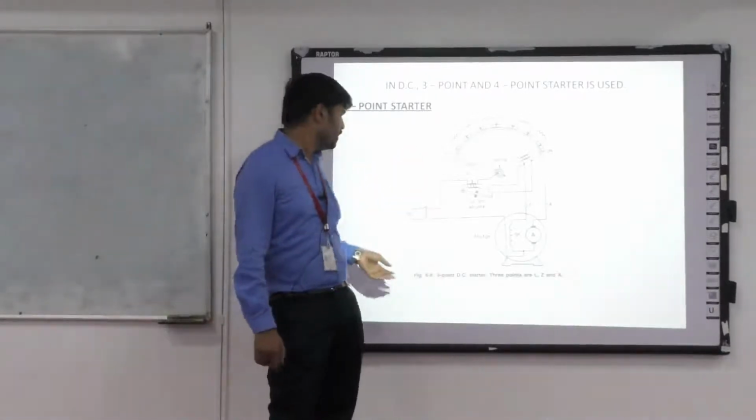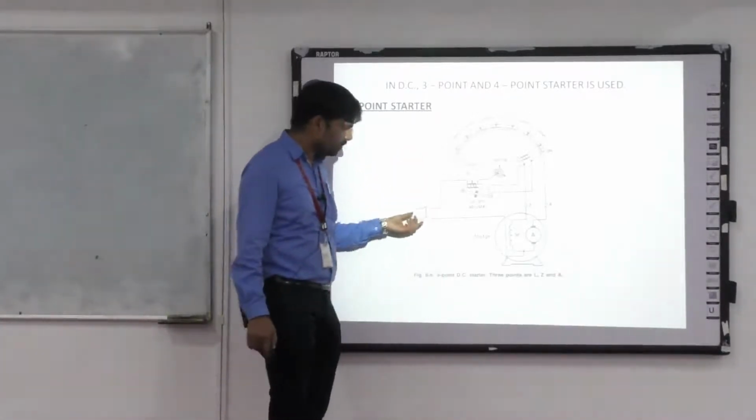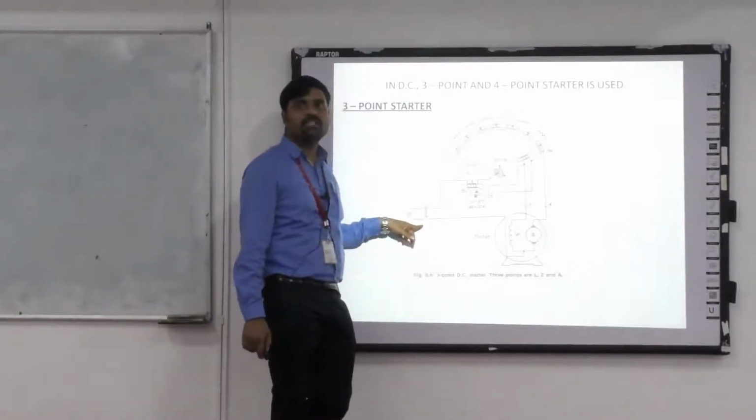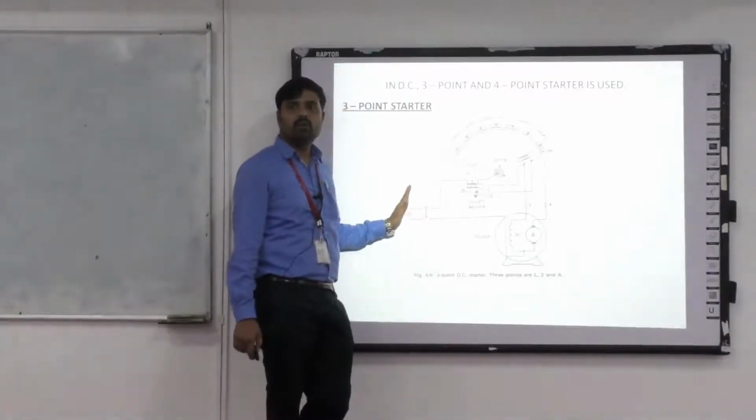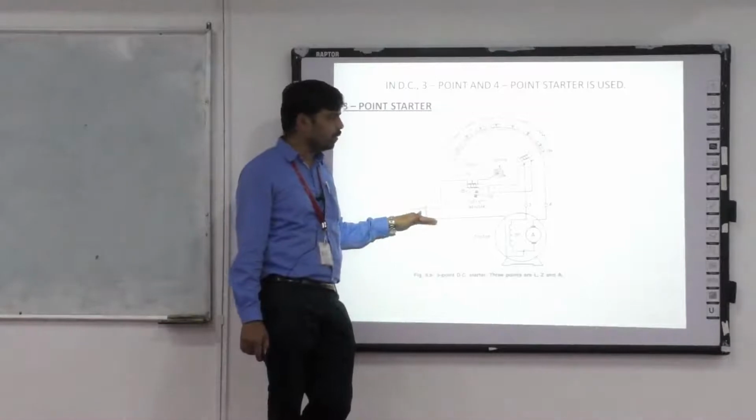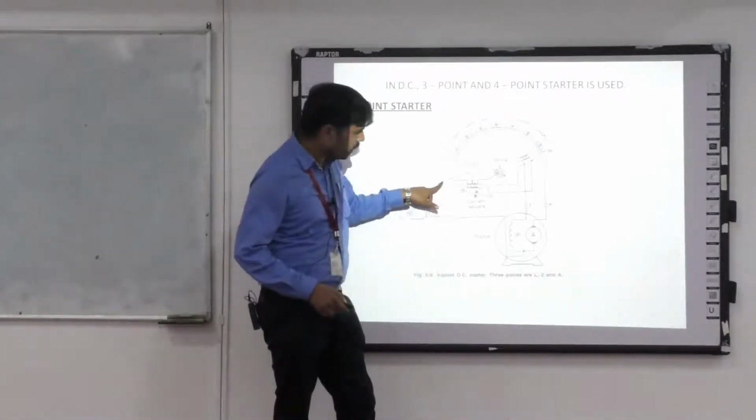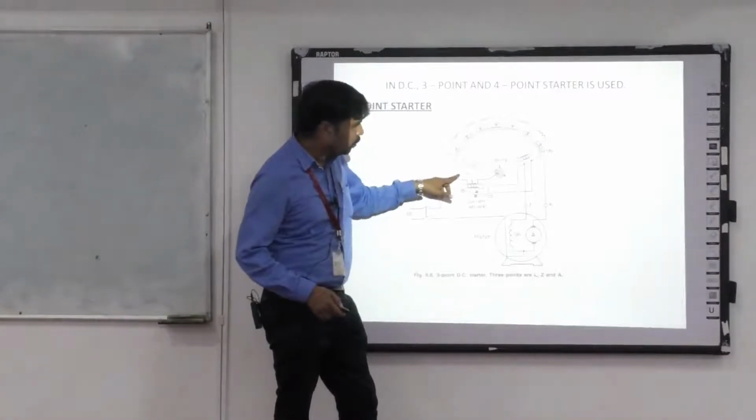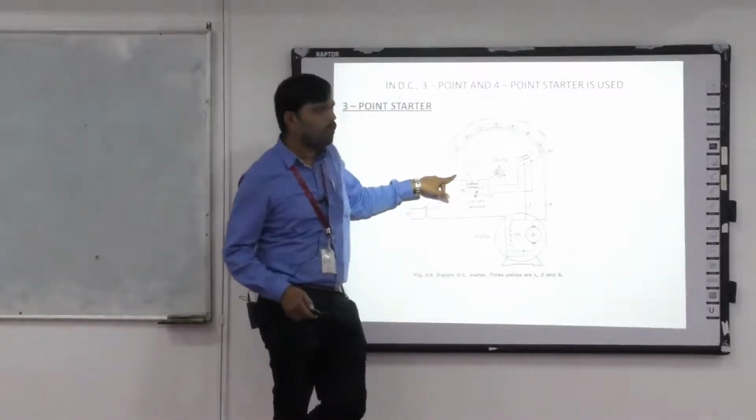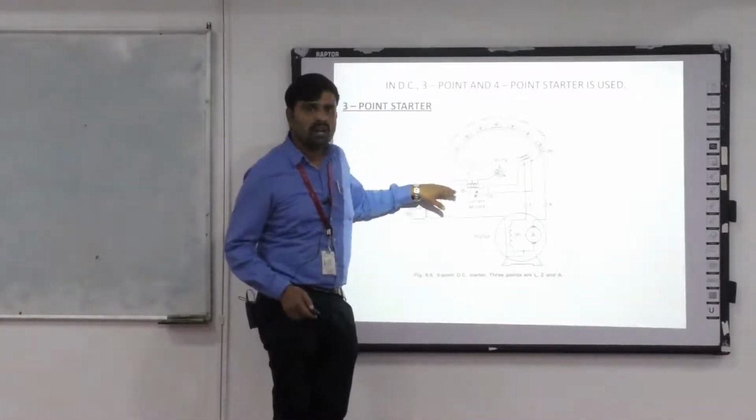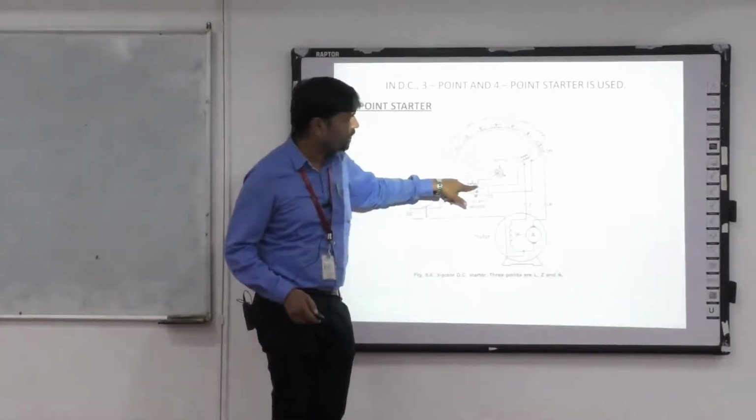You see that the DC supply is given. This switch is called a DPST switch, double pole single throw switch. When I close it, the current flows through the line. This is called OLR, nothing but the overload relay coil. So the current is flowing in the coil.